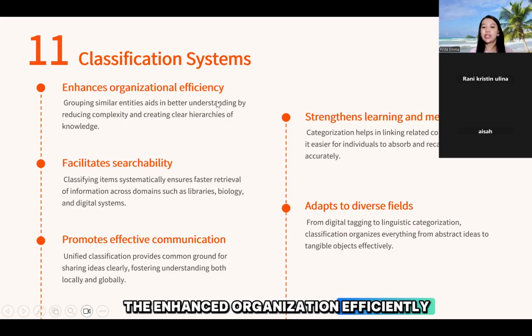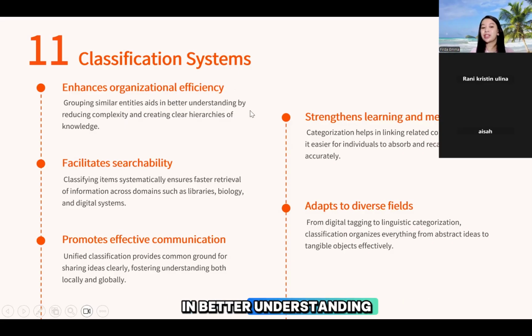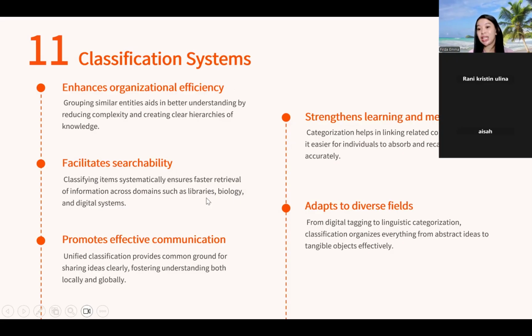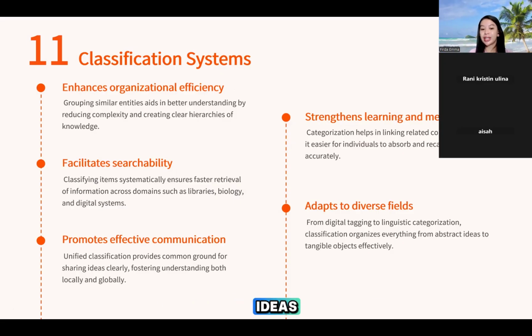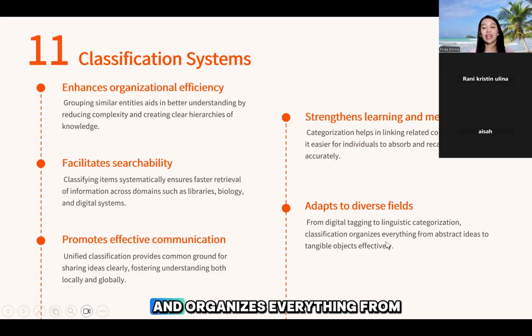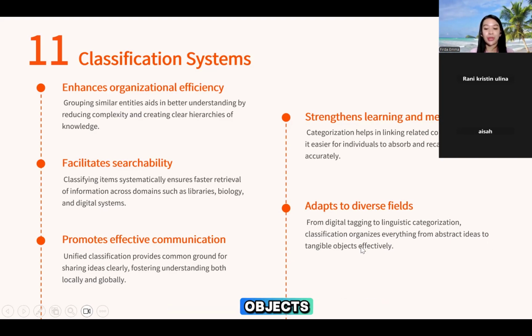The enhanced organizational efficiency is grouping similar entities for better understanding by reducing complexity. The facilitated searchability is classifying items to ensure faster retrieval of information across domains, such as libraries, biologists, or digital systems, and promotes effective communication. By the classification system, we can promote effective communication, that is, unified classification gives common ground for sharing ideas clearly, fostering understanding locally and globally. And the second part is strengthened learning and adaptation to diverse fields, from digital tagging to linguistic categorization, classification organizes everything from abstract ideas to tangible objects effectively.